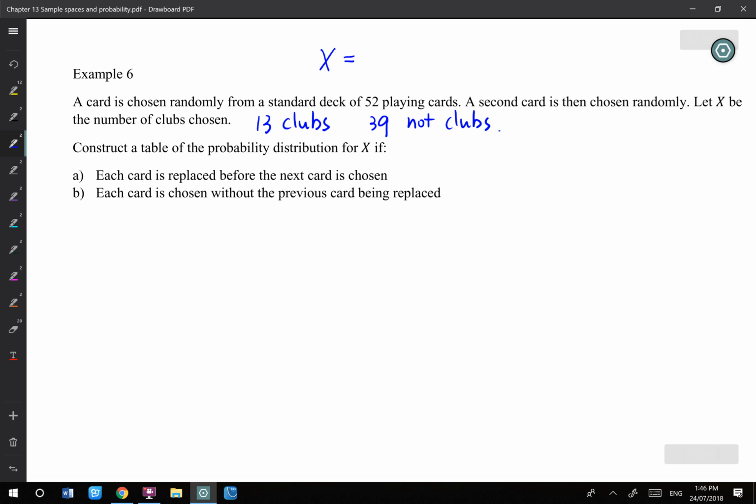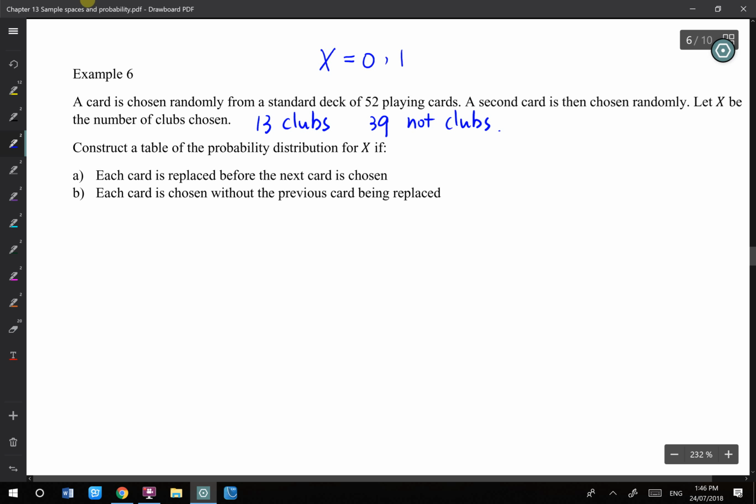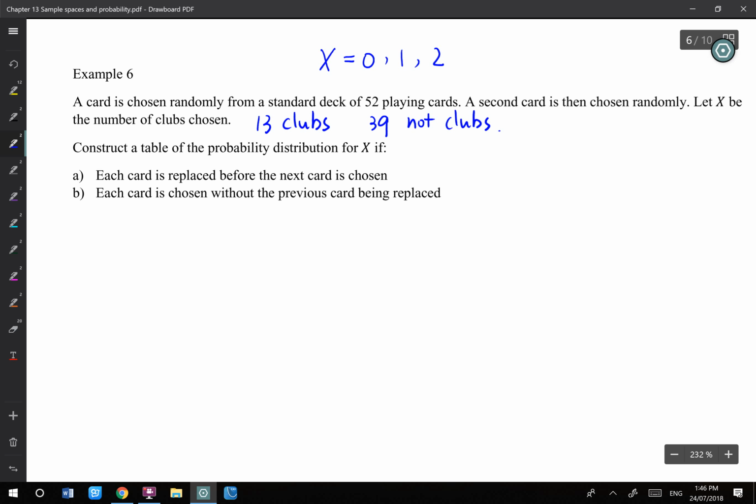What X can be? X represents the number of clubs chosen. How many cards have you chosen? How many cards in your hand? 2. How many clubs do you have then? 0, 1, 2. Okay. Now what you're trying to do is find the probability for 0 club. How can I have 0 club? How can I get 1 club? How can I get 2 clubs?